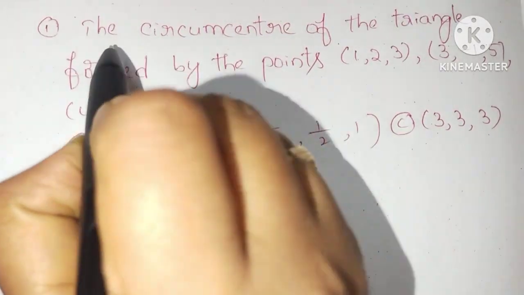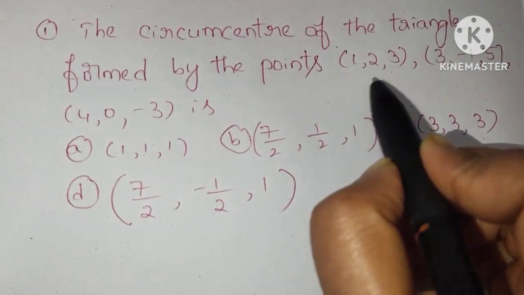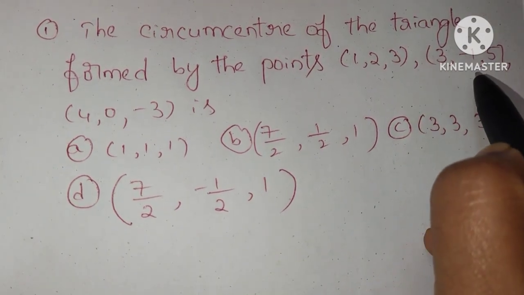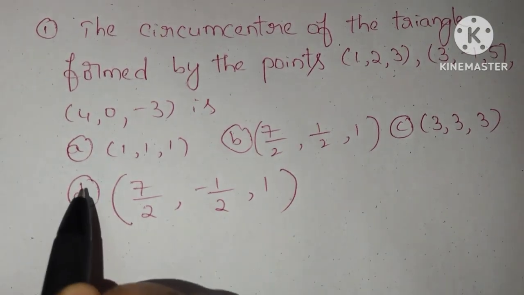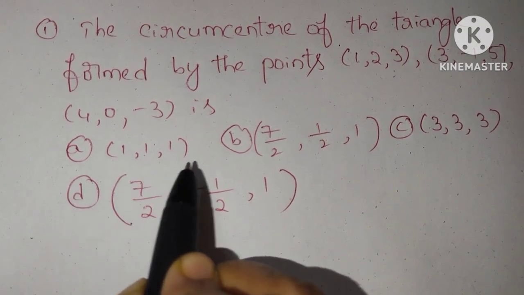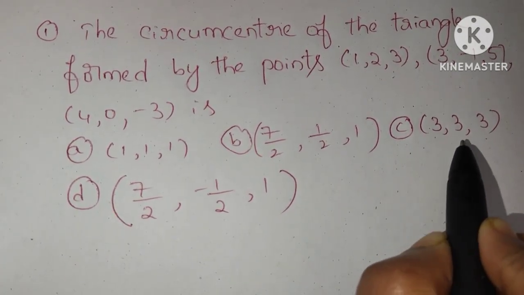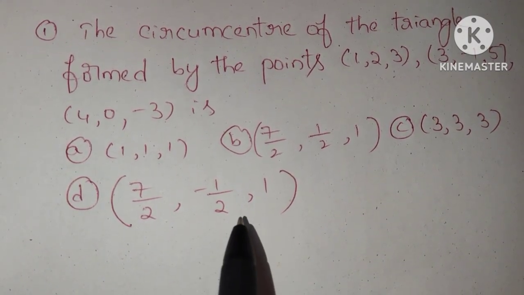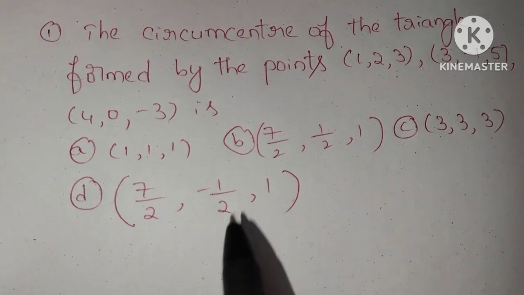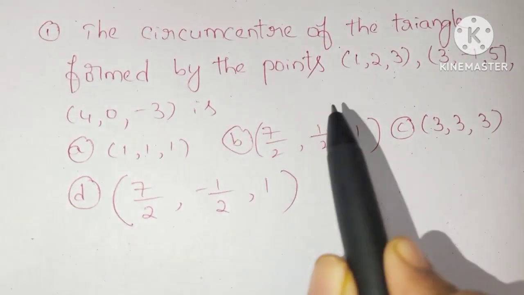The question is, the circumcenter of the triangle formed by the points (1, 2, 3), (3, -1, 5), (4, 0, -3) is. The options are A (1, 1, 1), B (7/2, 1/2, 1), C (3, 3, 3), and D (7/2, -1/2, 1). So, we need to find the circumcenter of the triangle.